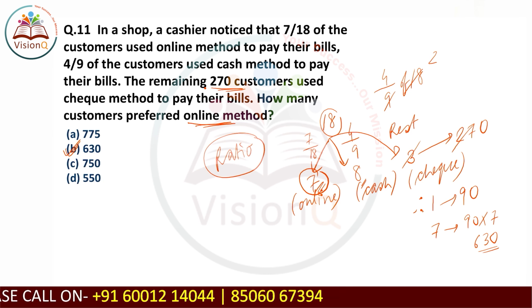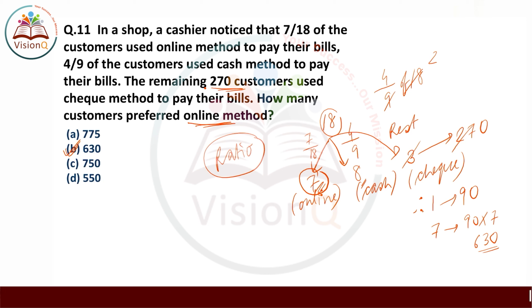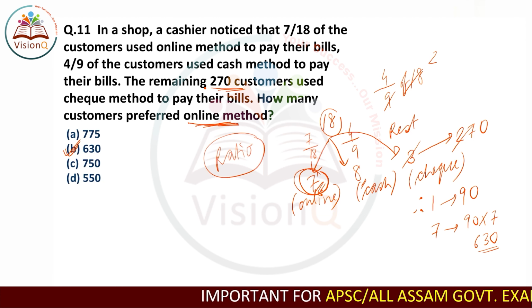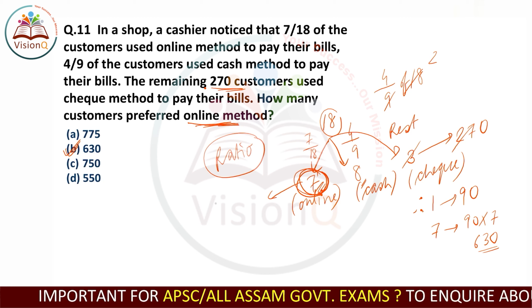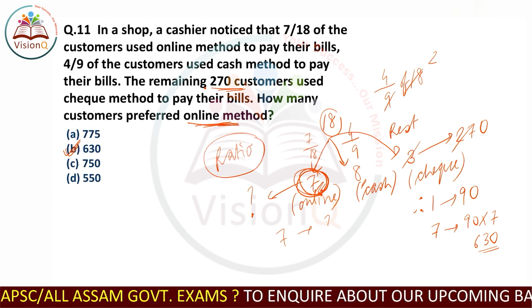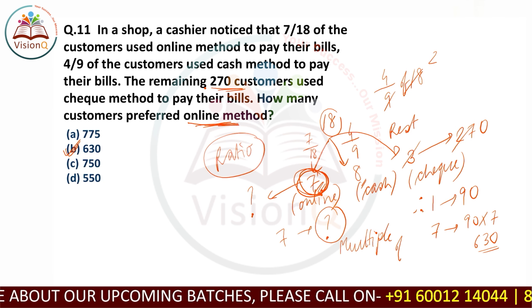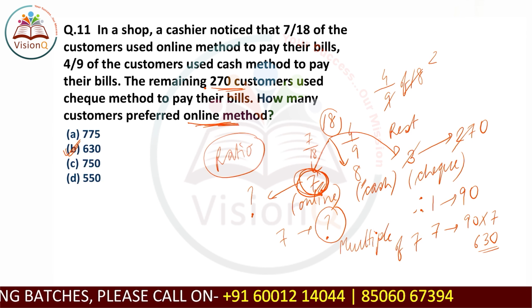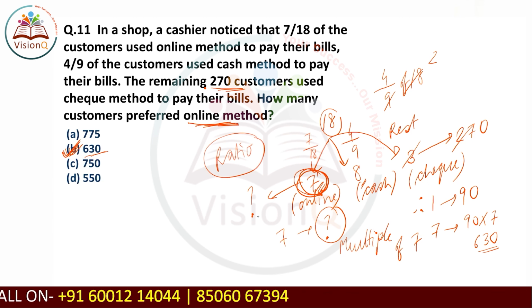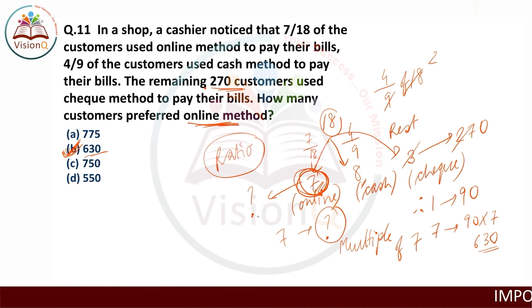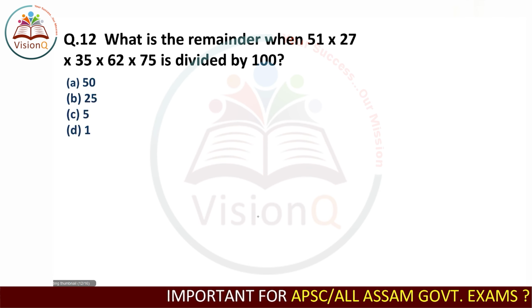Now this question could also have been done from the options. If you see the options very carefully, I have to find customers who preferred the online method. The online method ratio was 7, so the answer should be a multiple of 7. If I see the options, only one option is a multiple of 7, which is option number B. The right answer is option number B, 630. A question based on fraction, but the concept will be of ratio, because you have to assume the value as per your own convenience. The next we'll discuss is question number 12.